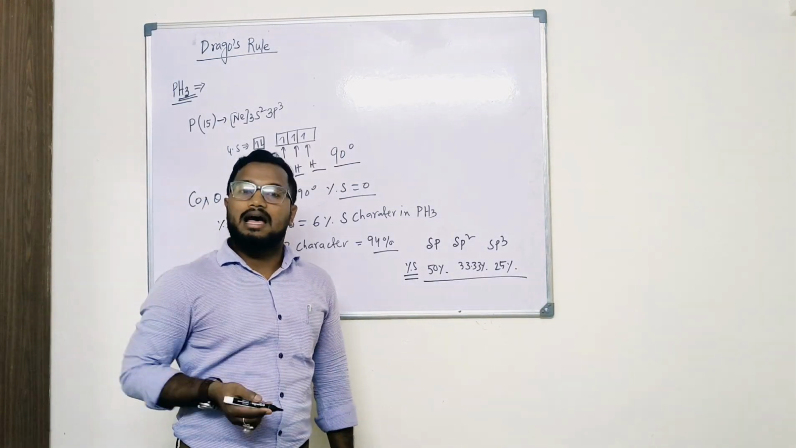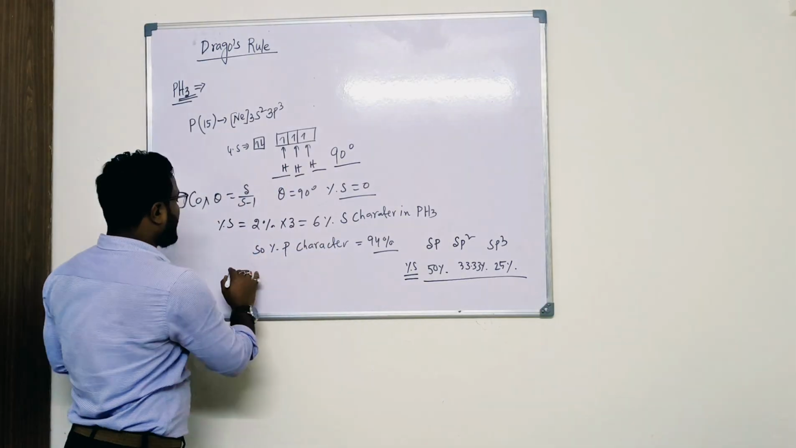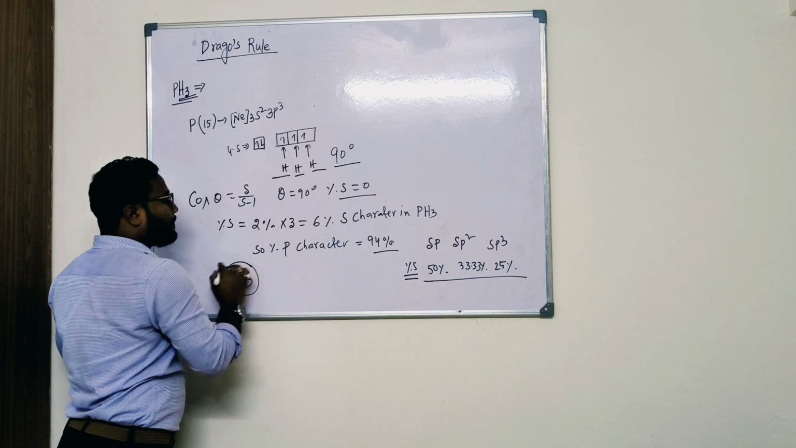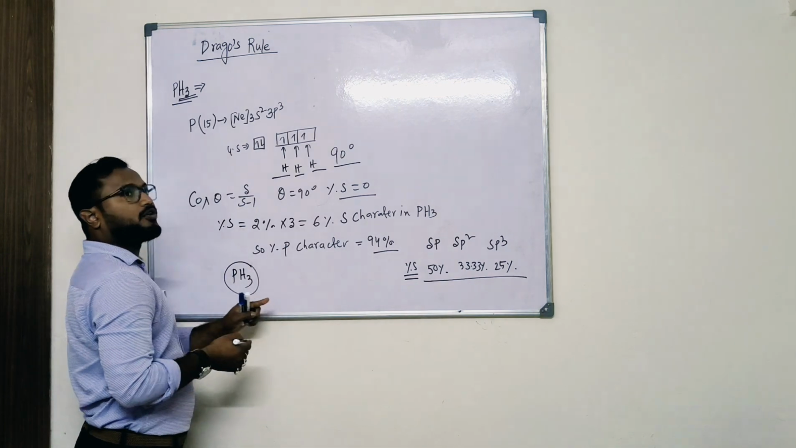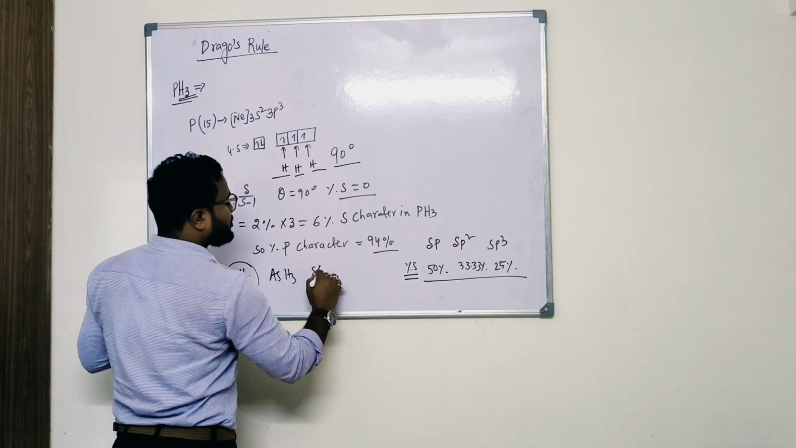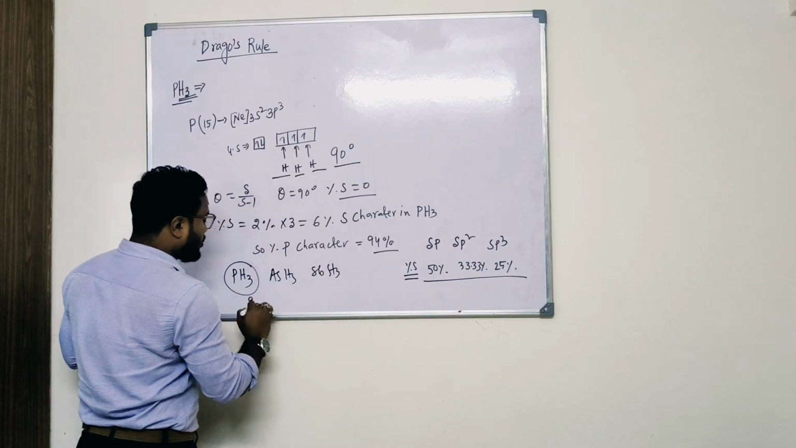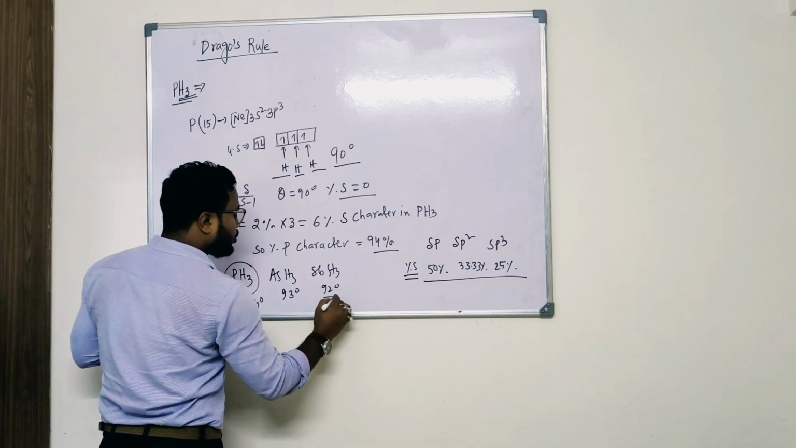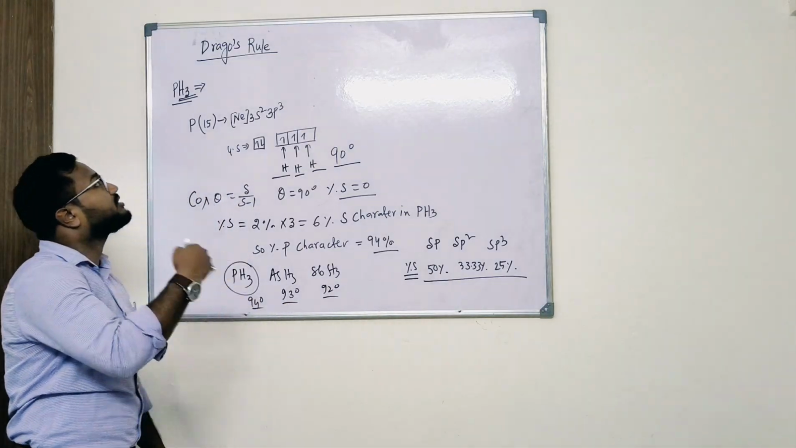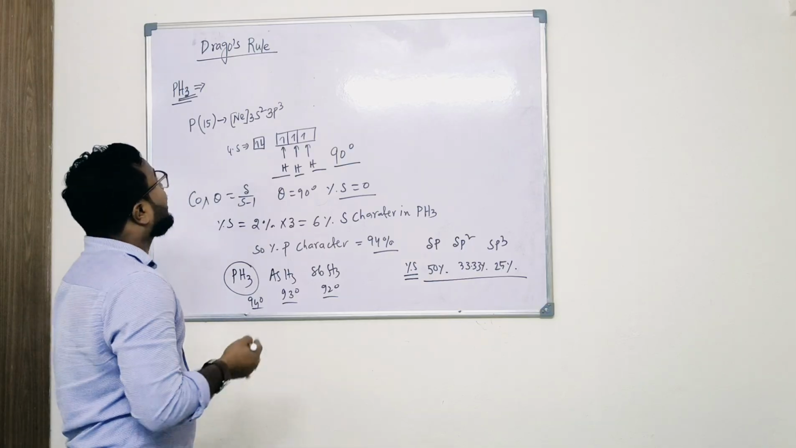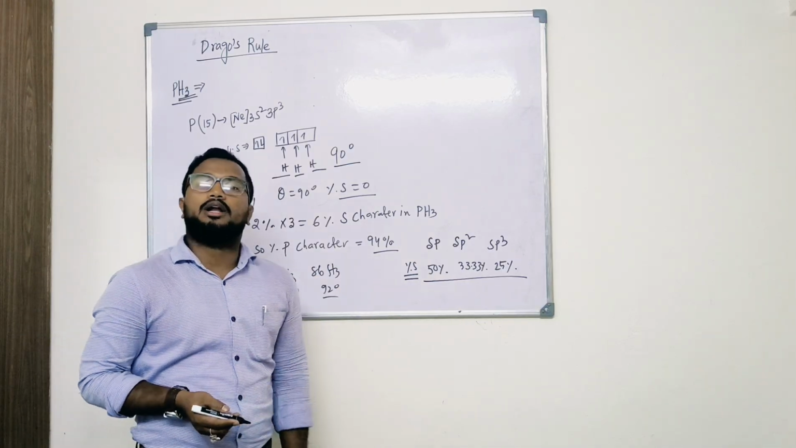If bond angles are asked for PH3, in case of PH3, what are the elements? Nitrogen, phosphorus, arsenic, antimony. AsH3, SbH3, their angles are approximately 94 degree, 93 degree, 92 degree, near about that. So for these compounds, there is no chance of hybridization. By Drago's rule, we can decide the bond angle of the molecules.